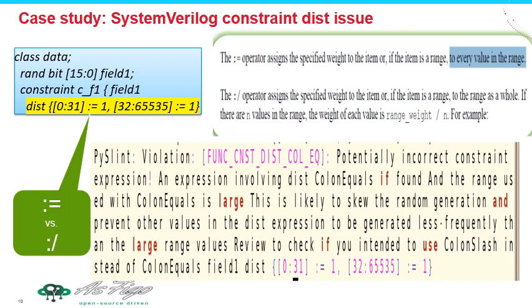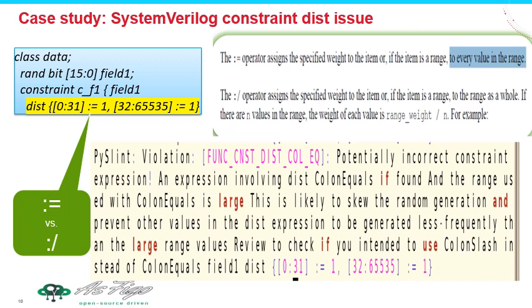You see that the colon equals operator assigns the specified weight to the item, or if the item is a range, to every value in the range. Now back to the top left corner, you see 32 colon 65535, which is about 65,000 values. For each of them, you said the weight is going to be 1. So if you did that, what you've inadvertently done is that for 65,000 values, you've just given the same weightage.